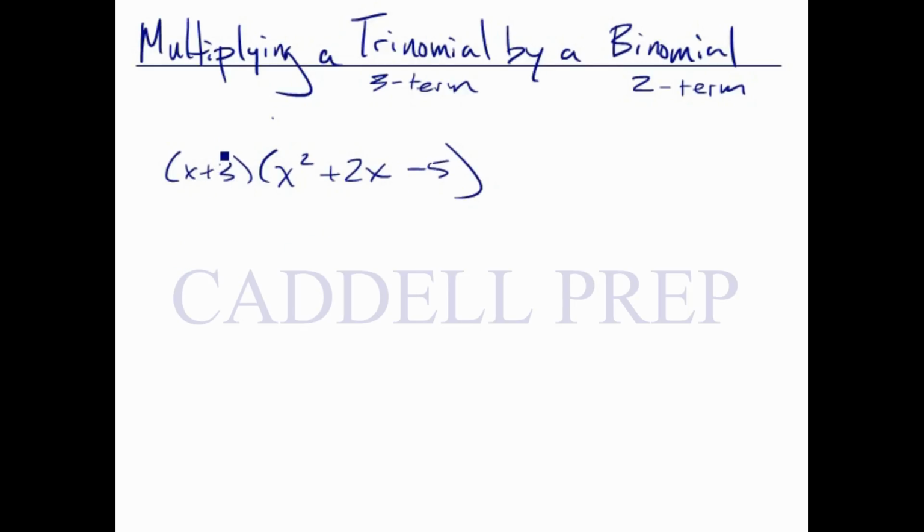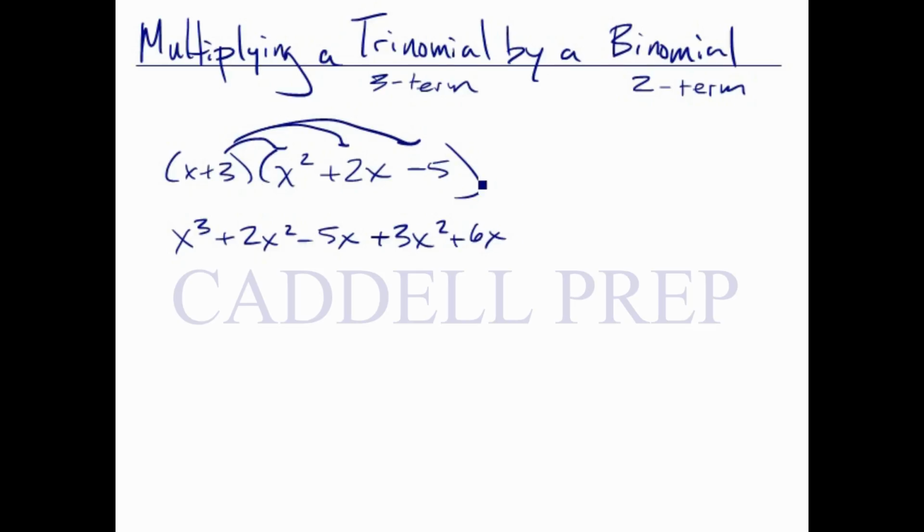We're going to follow the same rules. Let's distribute the x into this, so multiply the x by each of these terms. X times x squared is x cubed. X times 2x is 2x squared. X times negative 5 is negative 5x. Alright, now that we distributed that, let's go ahead in here and distribute the 3, just like we did in the other example. So 3 times x squared is 3x squared. 3 times 2x is 6x. And 3 times negative 5 is negative 15.